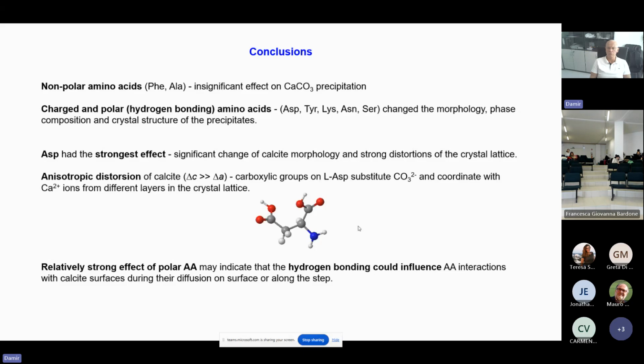What is also important for further investigation is the clue that the relatively strong effect observed for polar amino acids may indicate that hydrogen bonding could also influence the extent of interactions of the molecules with the calcite surface during the process of crystal growth.